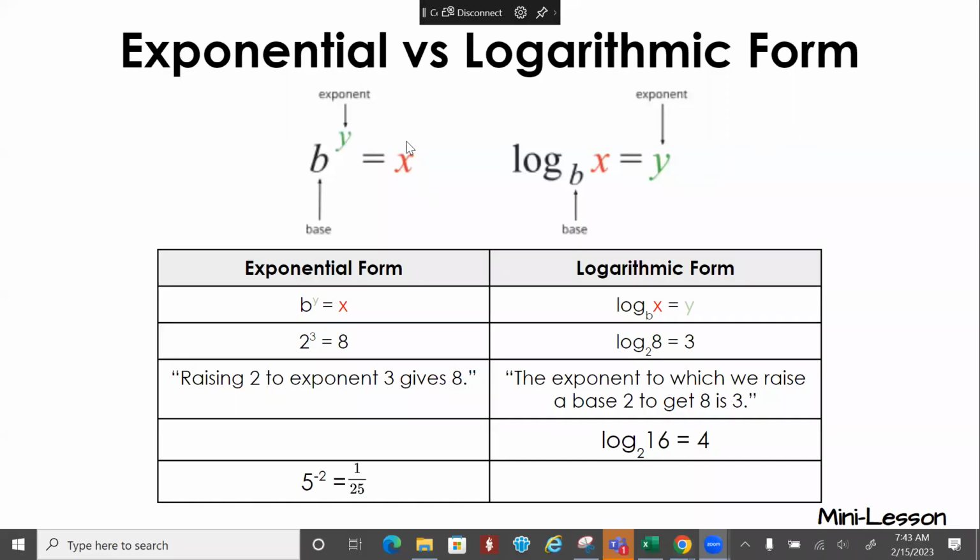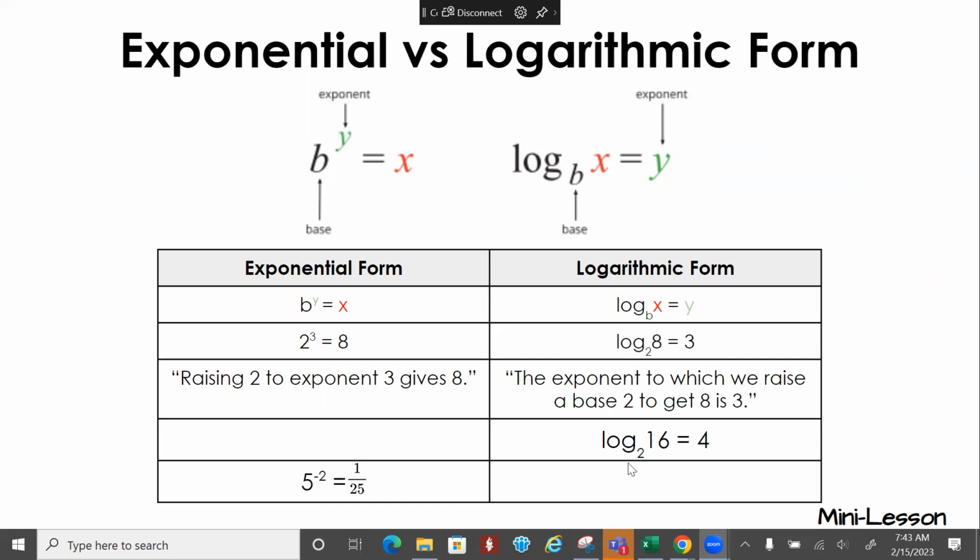All right, let's talk. So we already went through basically this. We can go from exponential to log. Okay, so we see on the left-hand side, we have b to the y equals x, 2 to the 3rd equals 8. And this is saying raising 2 to the exponent of 3 gives 8. Okay, over here, we have log base b of x equals y. Log base 2 of 8 equals 3. So this is saying the exponent to which we raise a base 2 to get 8 is 3.